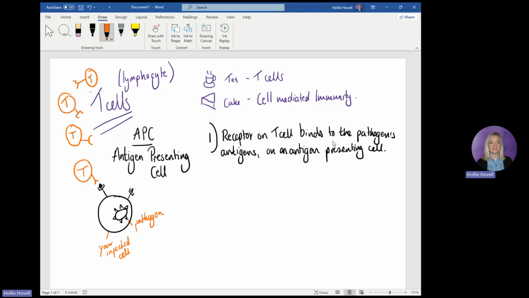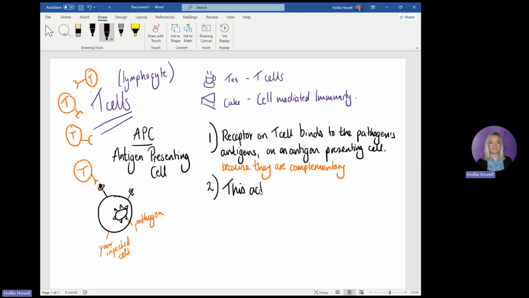So the receptor on the T cell binds to the pathogen's antigens on an antigen presenting cell, and that only happens because they are complementary. It's all about that complementary fit, and the word complementary is the language that we need to be using. So once that happens, it activates the T cell.